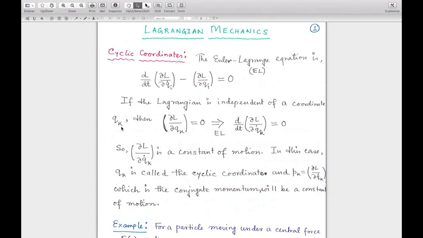Now, if the Lagrangian is independent of a coordinate q_k, that means q_k does not appear explicitly in the expression of the Lagrangian, then we can easily say ∂L/∂q_k is equal to 0. Then this term will be 0, and in order that this equation be valid, this term will also be 0, right? And that simply says that d/dt of ∂L/∂q_k dot is equal to 0, and ∂L/∂q_k dot is a constant of motion.